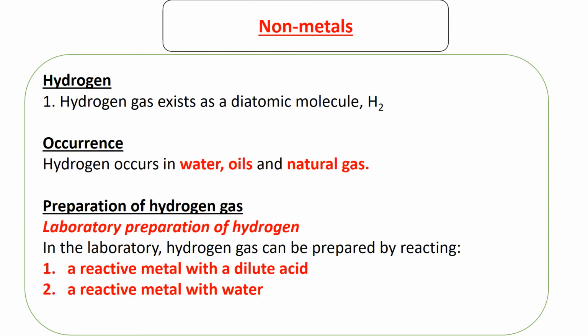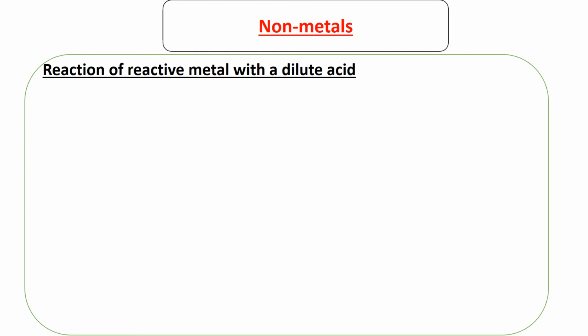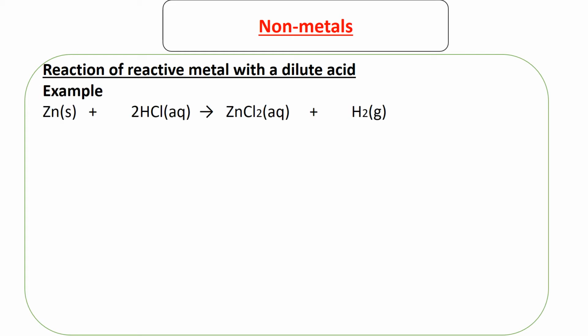Second, a reactive metal with water is going to give you hydrogen, though there is a catch. Remember the reactivity series. There are some metals which can participate in these reactions and give you hydrogen. Metals below hydrogen in the reactivity series won't give you hydrogen, as we discussed in metals. For the reaction of a reactive metal with a dilute acid, I'm just going to give you an example. This shouldn't be rocket science since we have been looking at this forever.